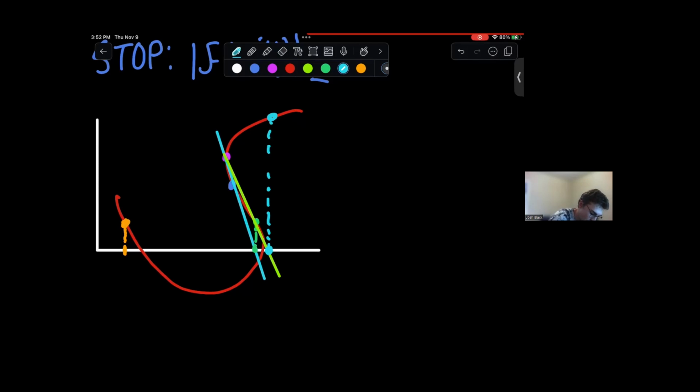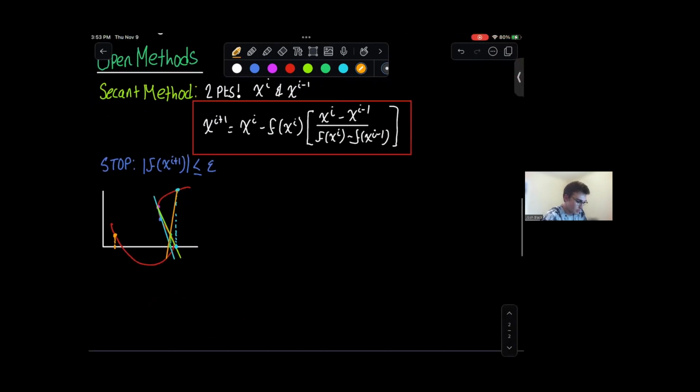I've got to go all the way up here. And now I'm drawing a line between these two. It can get a little sloppy, but eventually it's going to converge. And what's cool about this one is its convergence rate is actually faster than regular false position. It's equal to the golden ratio, which is 1.618. So it'll converge much faster than the regular false position method.